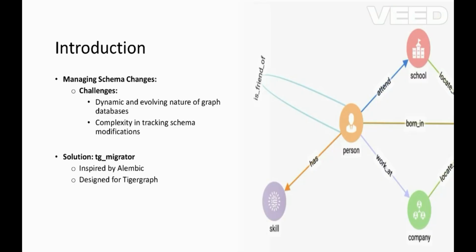Managing schema changes in dynamic graph databases can be quite challenging. Unlike traditional databases, graph databases evolve rapidly and keeping track of modifications can be complex. That's where TG Migrator comes in. TG Migrator is inspired by Alembic, a well-known tool in the SQL world, but it's tailored for graph databases like TigerGraph. This means it brings familiar migration concepts to the unique needs of graph databases, making schema management more intuitive and effective.